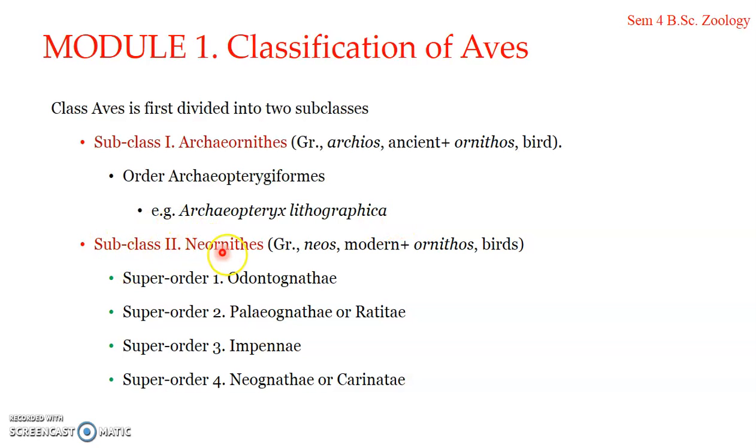Subclass 2 Neornithes again comes from two Greek terms, neos, that means modern or new, and ornithos, that means birds. So we have Neornithes referring to modern birds. The subclass Neornithes is divided into four superorders: Odontognathae, Palaeognathae, Impennae, and Neognathae. In this presentation we'll be looking in detail at the characteristic features of the two subclasses.